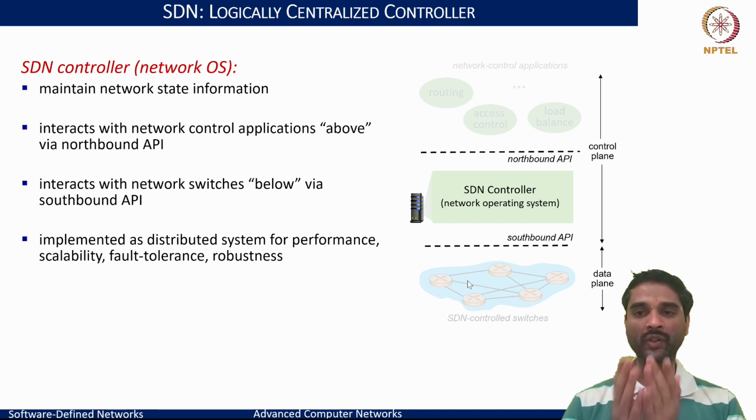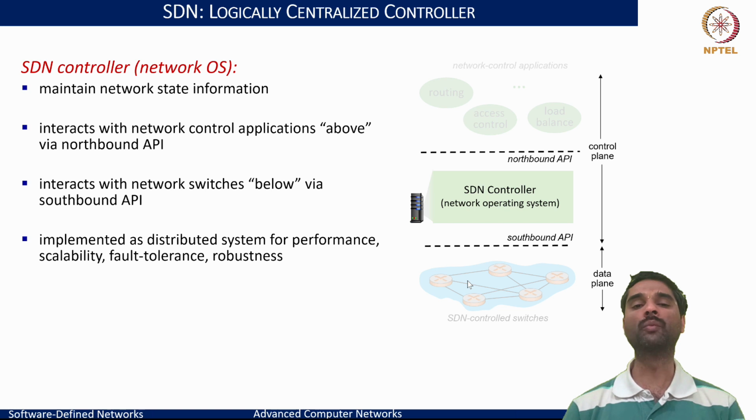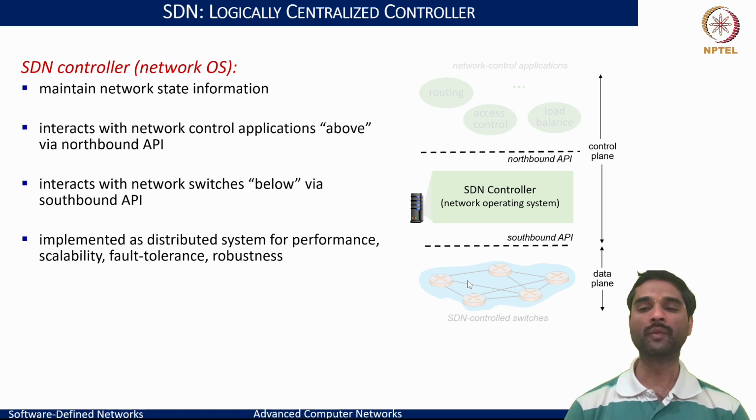And this SDN controller is not necessarily just a centralized single entity. It could be distributed for the sake of guaranteeing the performance and scalability aspects, including support for failure resilience and providing robustness. So we can think of this SDN controller as a distributed network operating system.